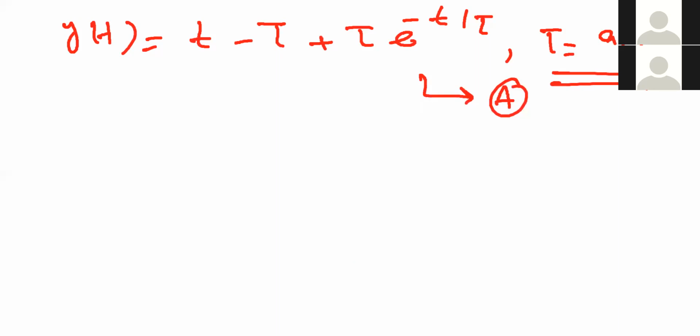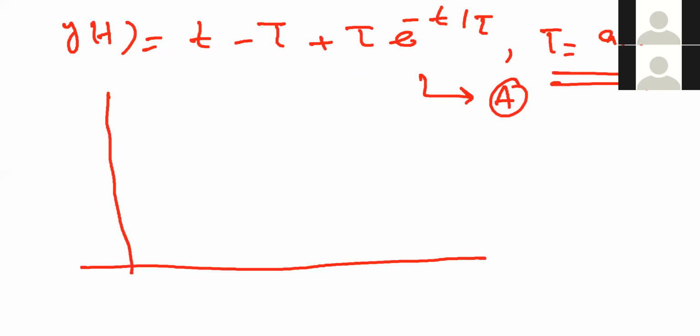So what is the input function? The input is the ramp function. So x(t) equal to t is the ramp function. So this is t, and this is the input function.